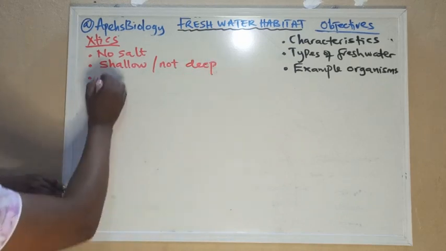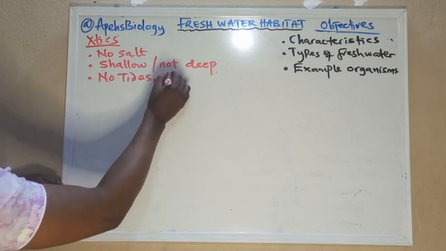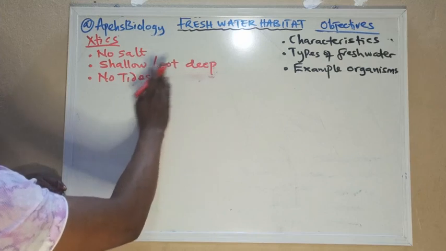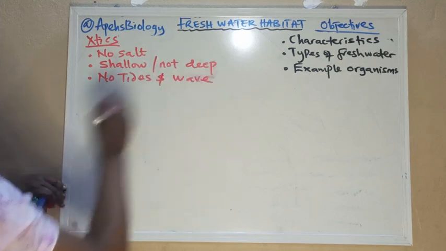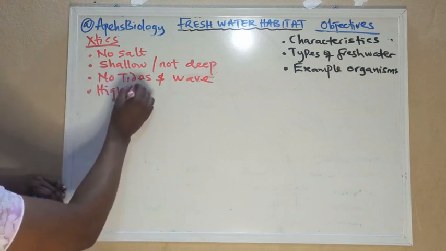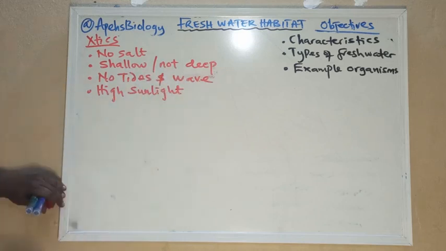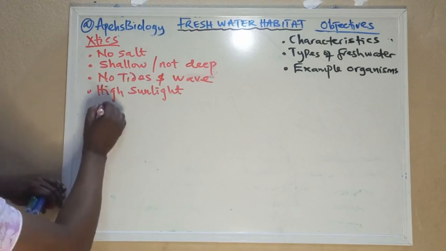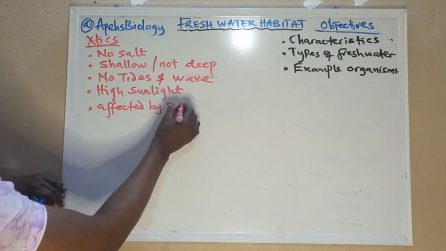And then, of course, no tides. No tides and waves. They don't have tides and waves. You don't find them in freshwater. And of course, you have high sunlight. The sunlight is very high in freshwater. You also notice that they are affected by seasonal changes.